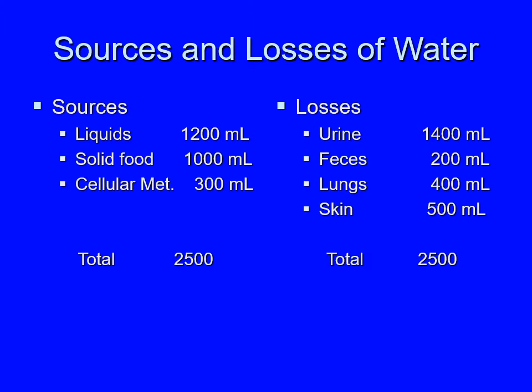And then losses, urine makes up the most fluid loss, 1,400 milliliters. Feces, 200, lungs, 400, because air is hydrated when it comes into the lungs, so there is a fluid loss there. And then skin, through transpiration, evaporation through the skin, considerable loss there.